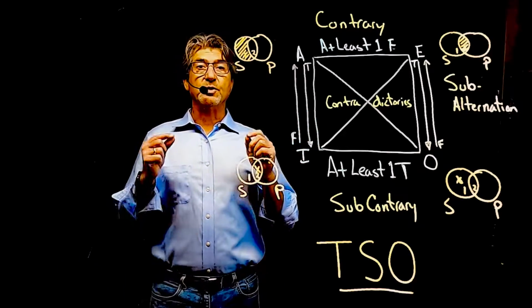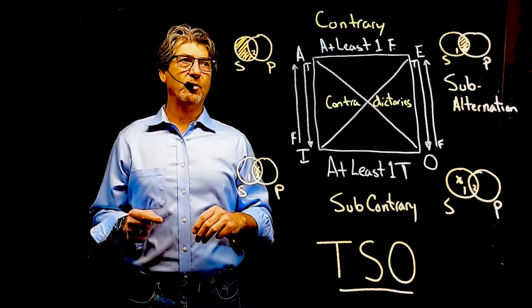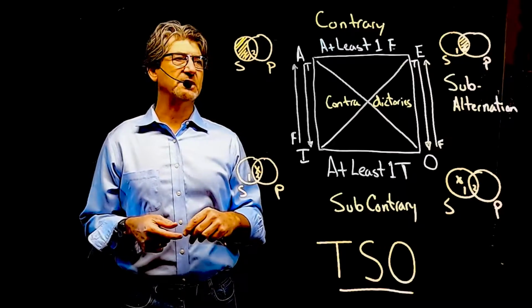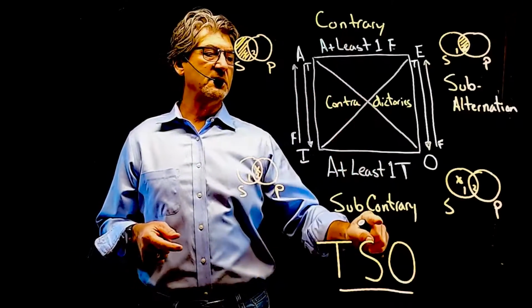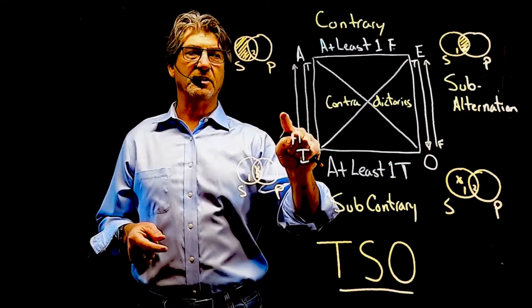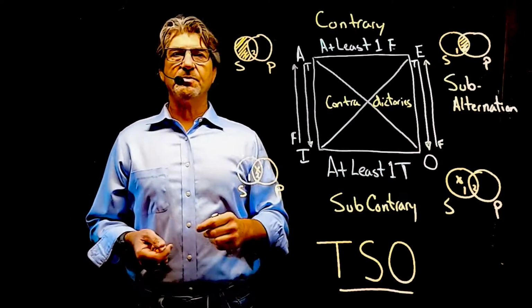Now, the traditional square of opposition adds 3 more relationships, technically speaking. Those relationships are contrary, subcontrary, and subalternation. And subalternation applies to both sides here. I just didn't write it out on both sides. The ideas are basically these.